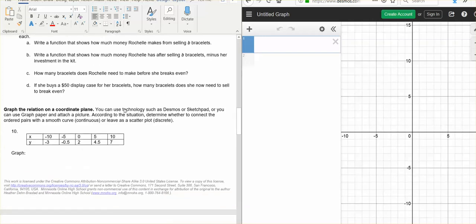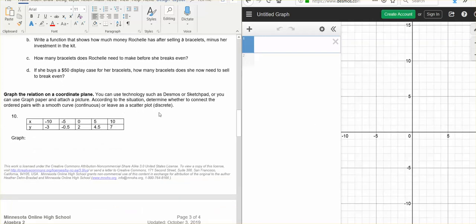Alright, the next ones I have Desmos open so that we can look at how to use that to do the next few problems. You can either use Desmos or Sketchpad or GeoGebra, or if you'd rather do graph paper, you can, and you can then attach a picture of your graph. But if you are going to make it by hand, make sure you're using graph paper and label the axes, not just a sketch on a piece of notebook paper. It's much, much, much easier to do these using technology, and I'll show you how to use Desmos right now.